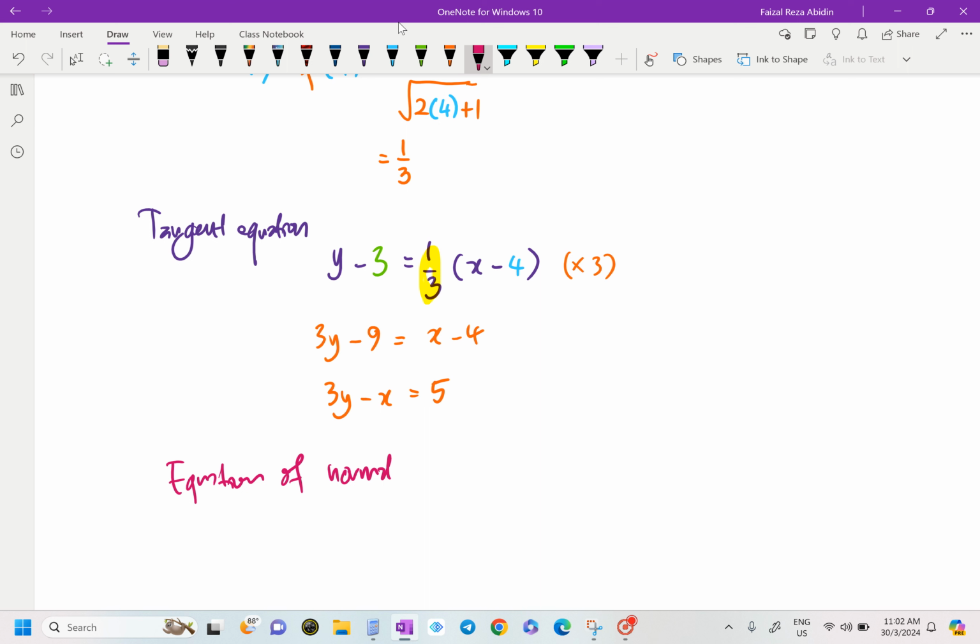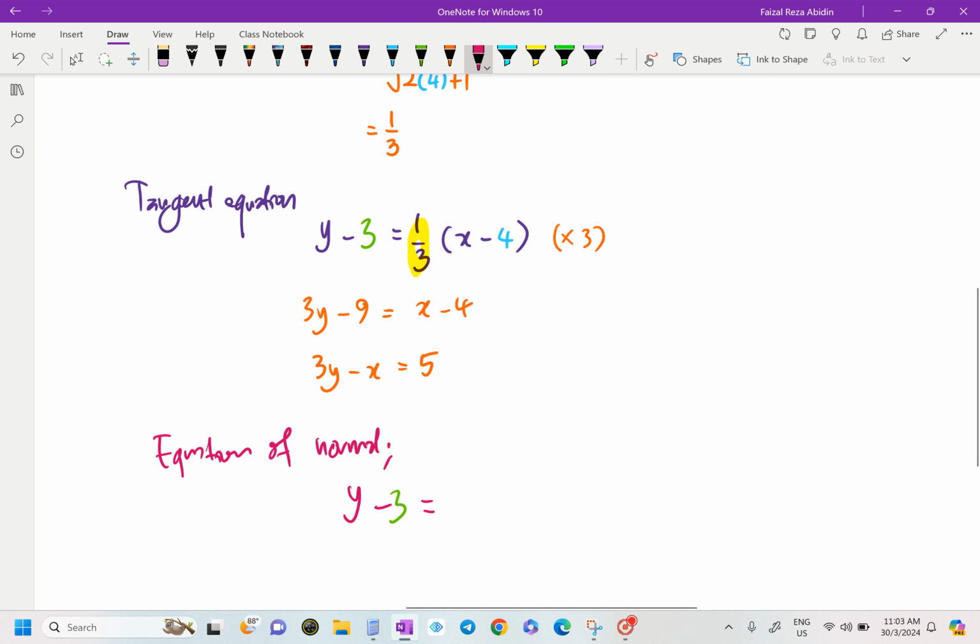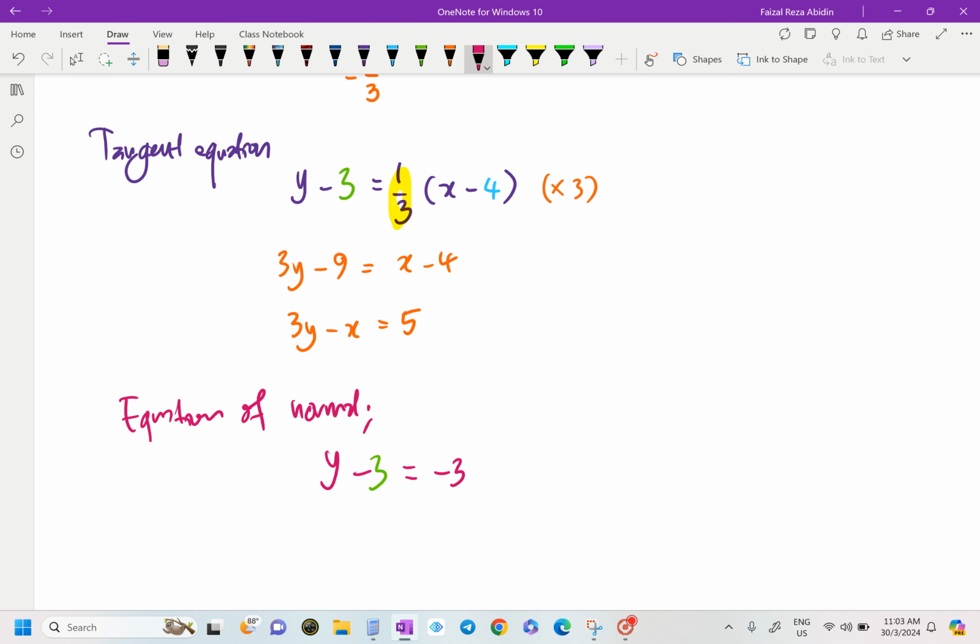Normal equation, right? Oh, okay, never mind. So what are we going to have over here? y minus 3, but this one is different, you are going to get negative 3, according to our formula. So x here is going to be minus our x also.